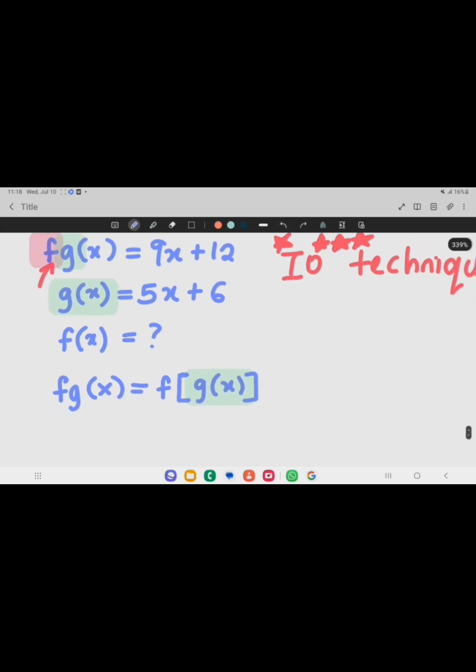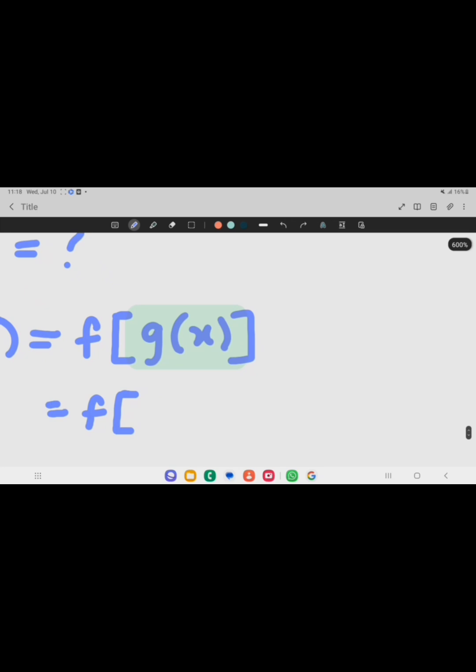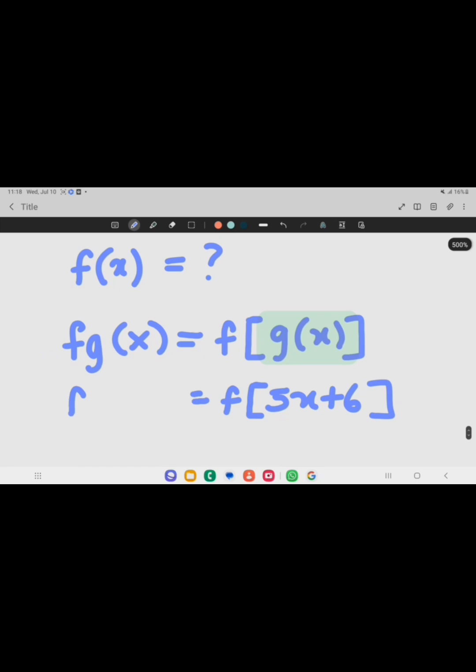So you can actually substitute the g of x with 5x plus 6. Did I create it? No, it's given in the question. I'm just copying it back.